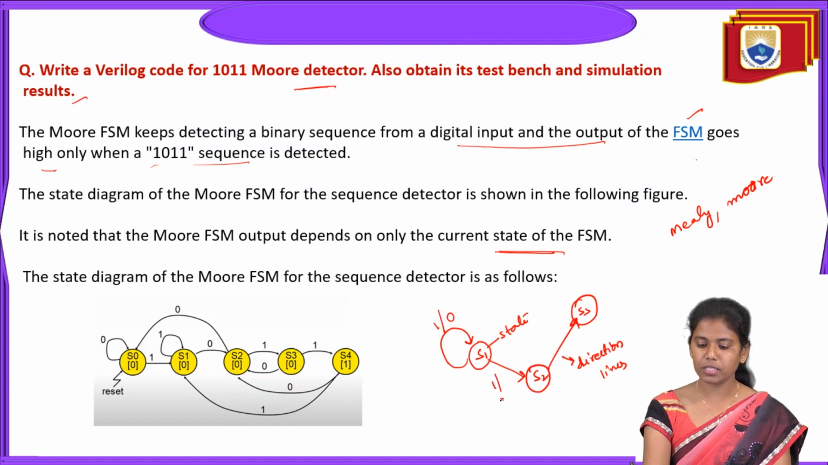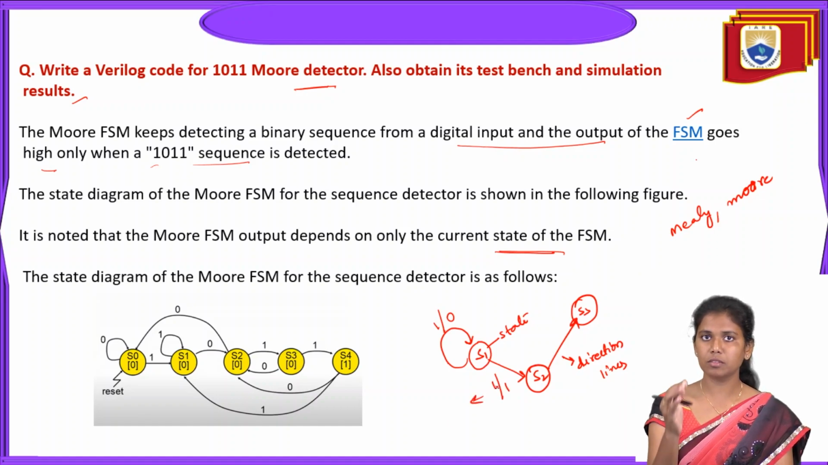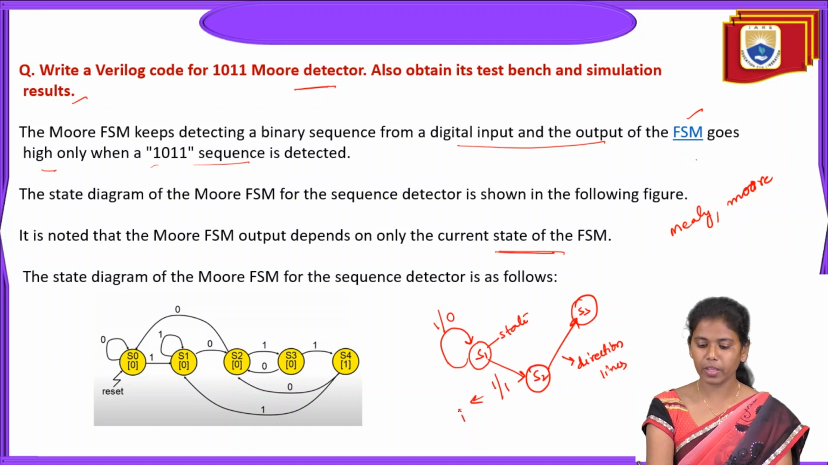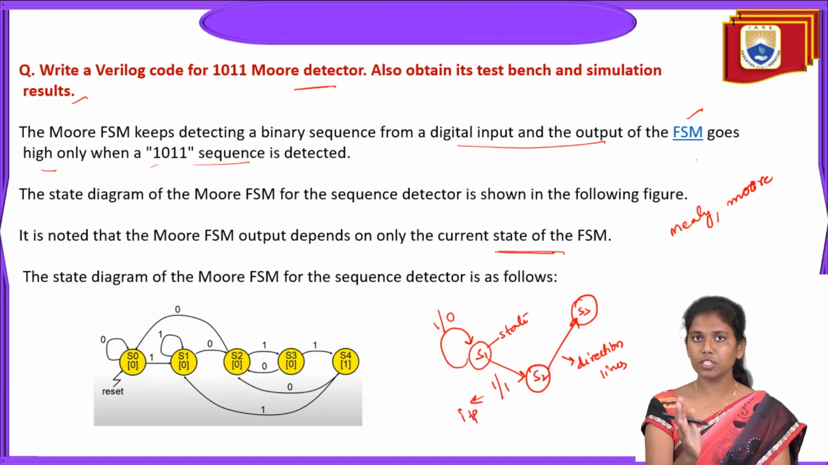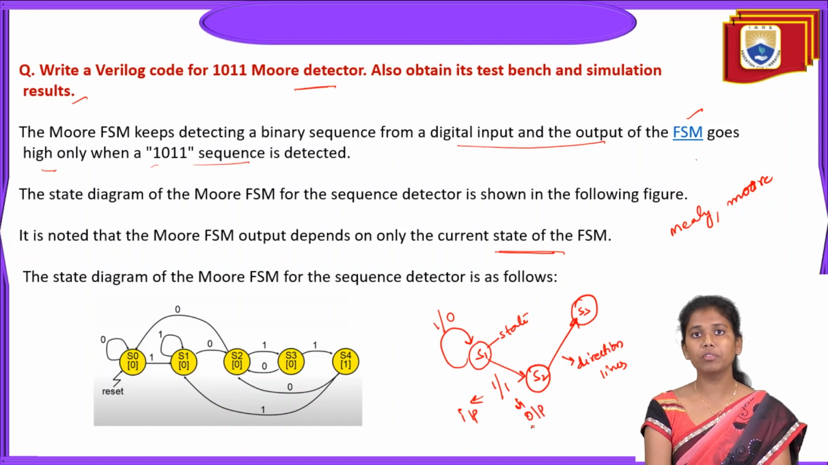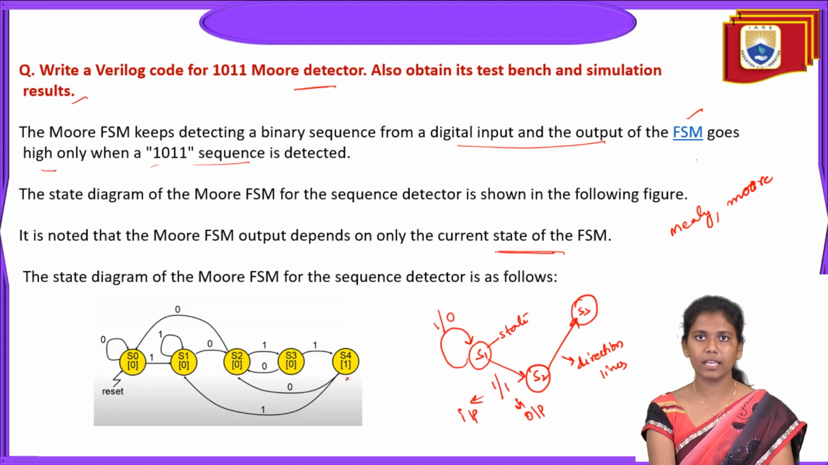Sometimes it's 1/1. So what is this 1/1? The digit before the slash is nothing but the input, and the digit after the slash is nothing but the output, right? So this is how we are going to represent the states and the transitions, as well as the inputs and the outputs. And now this is a Moore FSM, where we have the 4 states: S0, S1, S2 and S3.